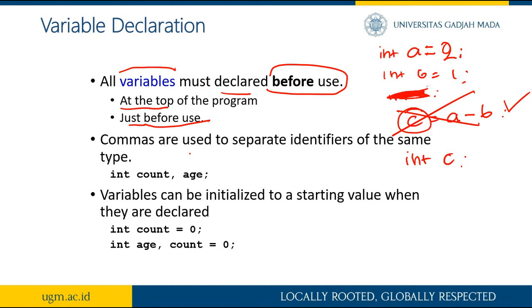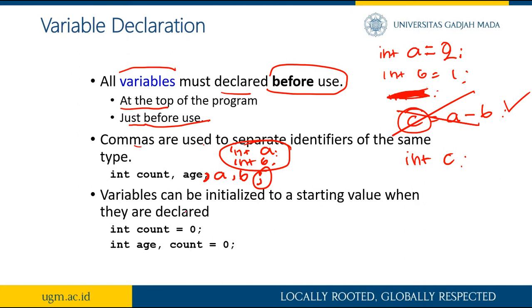And next, commas are used to separate identifiers of the same type. For example, if you want to create integer a, integer b, instead of creating them sequentially, just write it like this: integer count, h, comma, a, b, and end it with a delimiter.